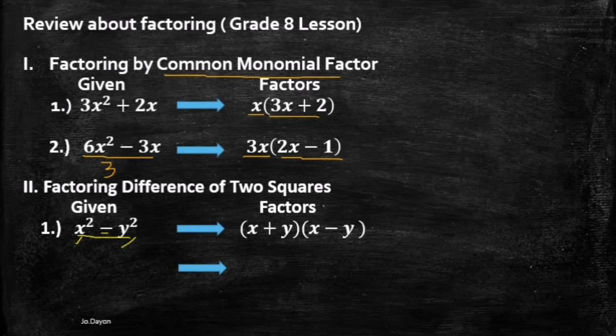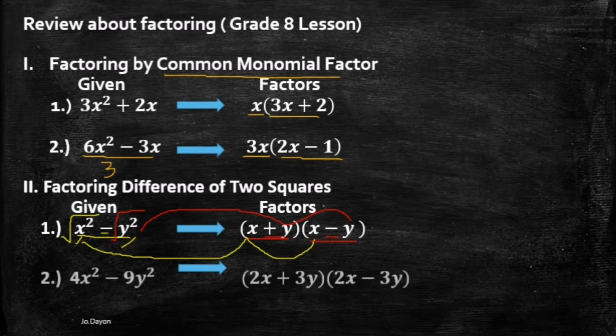To get the factors of this, we have to get the square root of the first term. The square root of x squared is x. So we also have x in the second factor. Next, we're going to get the square root of the second term. The square root of y squared is y, and we also have y in the second factor. Then, in the first factor, we're going to separate the terms by a plus sign, and in the second one, the terms will be separated by a minus sign. So the factored form is the quantity of x plus y times the quantity of x minus y.